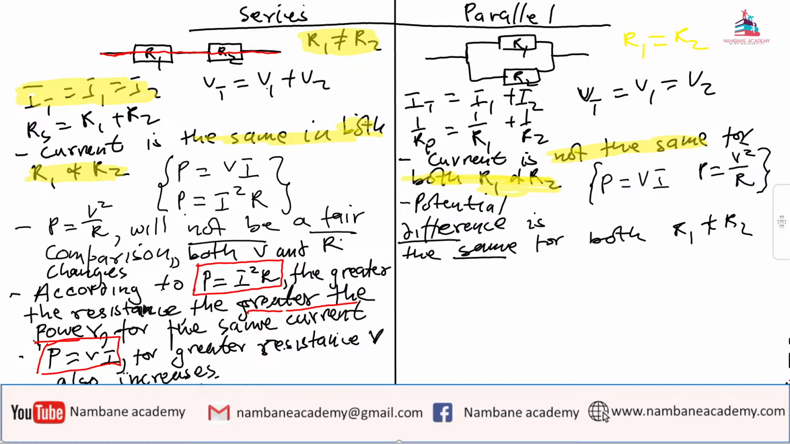Okay, sir. I just want to ask, according to P equals I squared R, would we say greater than, because the greater the resistance, the greater the power? So what's the question? What are you asking basically? Would you then say it is greater than, according to P equals I squared R? R? Okay. Yes, sir.